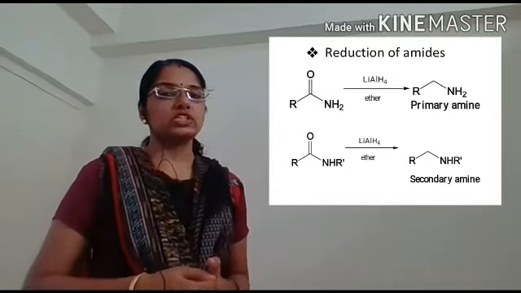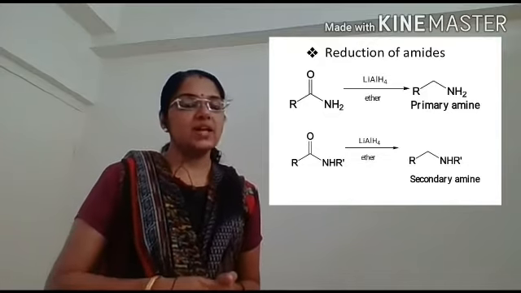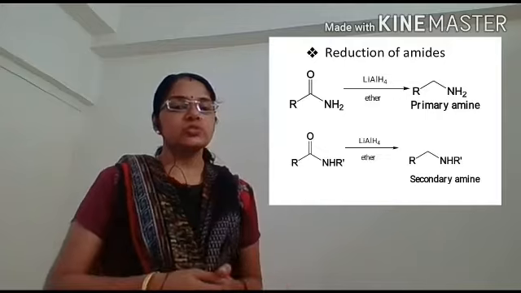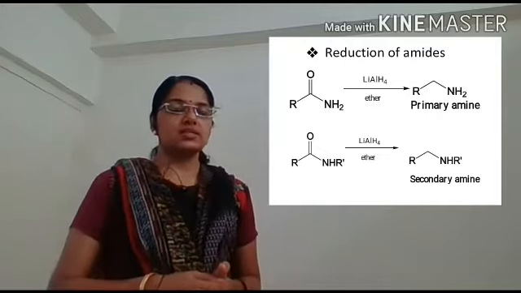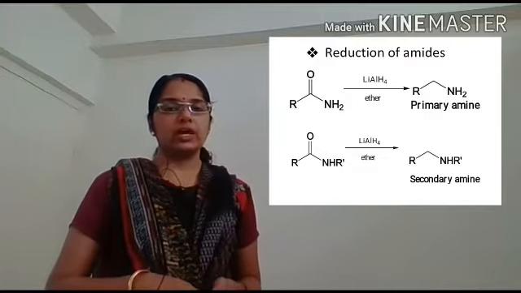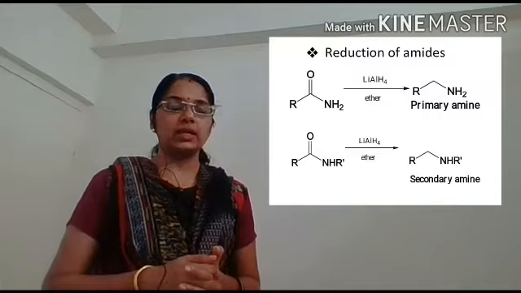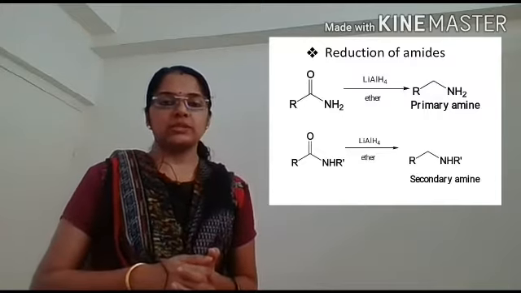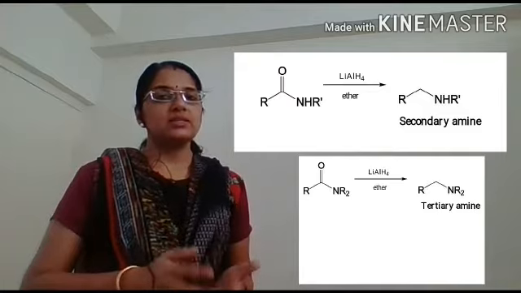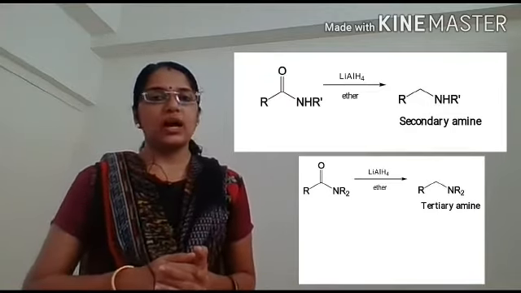Another important functionality which can be reduced to an amine is the amide. Amide has the functional group CONH2. If it is reduced with any reducing agent such as hydrogen in the presence of nickel, palladium, platinum, or lithium aluminum hydride, or sodium in the presence of ethanol, we mainly get a primary amine as the main product. But if we take a substituted amide, then we can get secondary or tertiary amines depending upon the substituted amide.